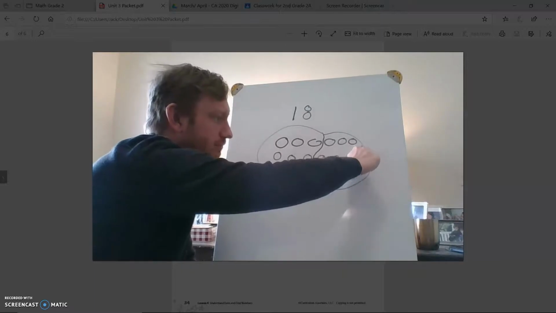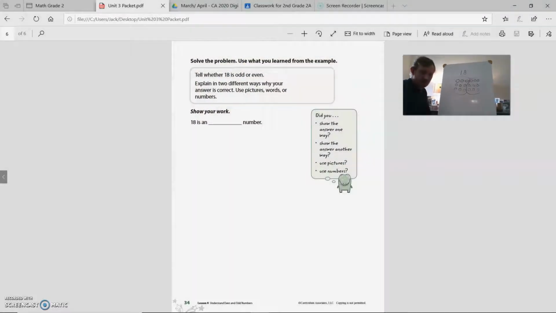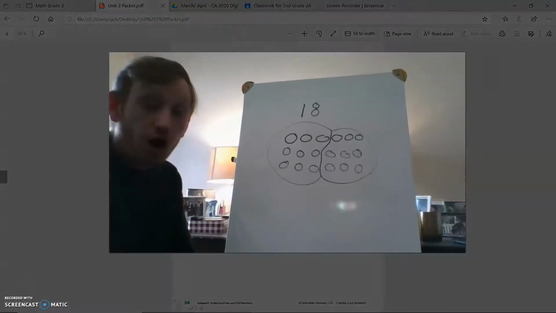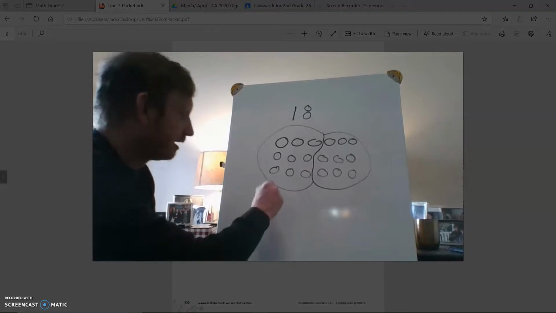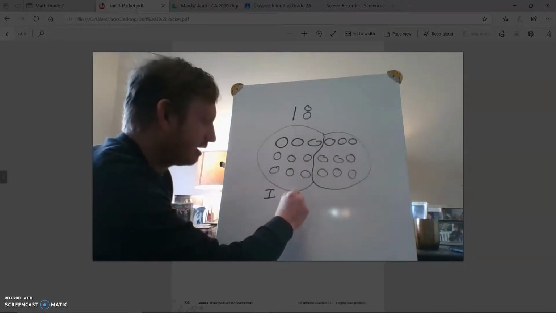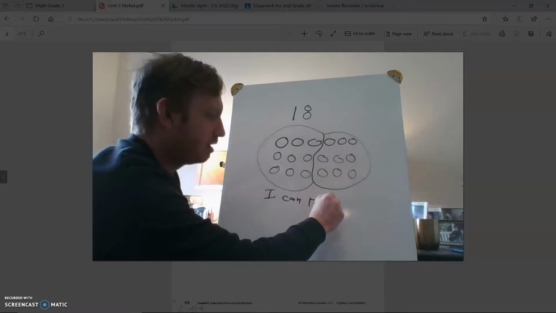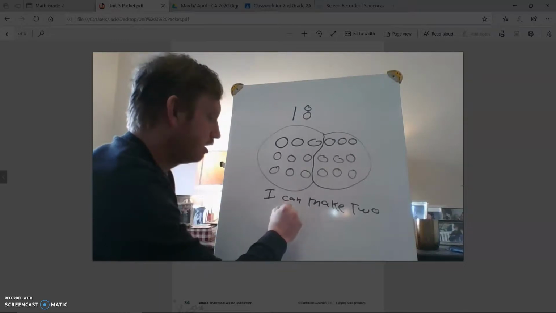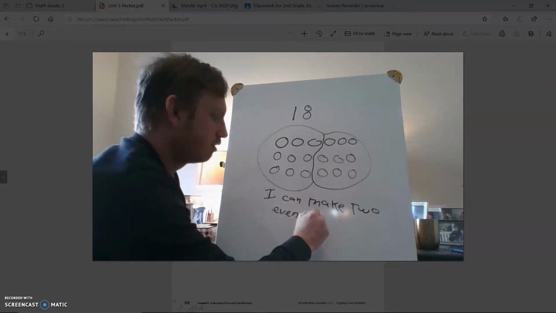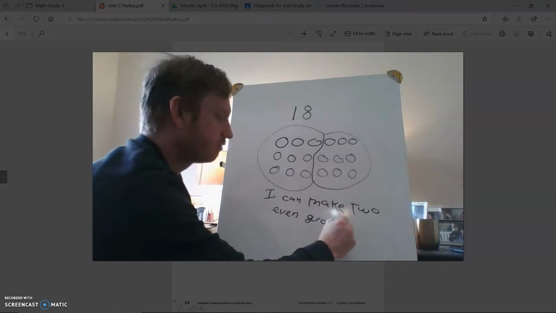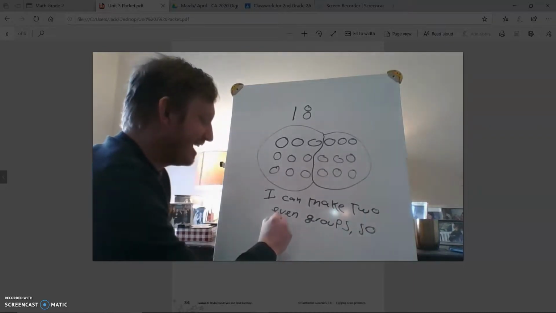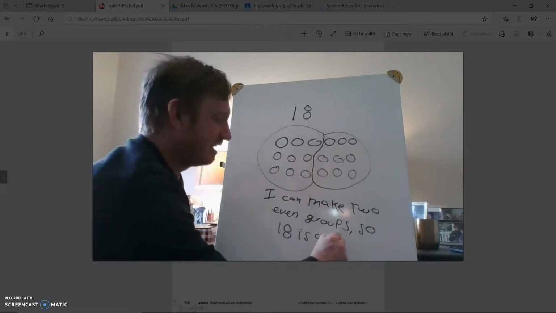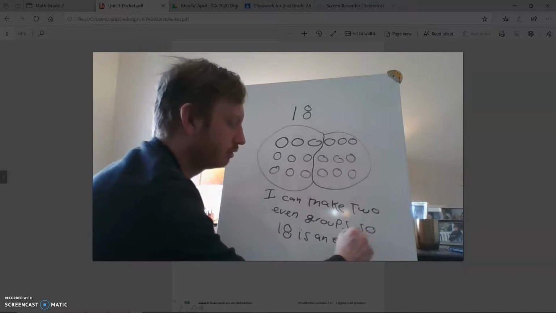So on my worksheet, I would draw this picture that we just did. And then I would also write something like, I can make 2 even groups, so 18 is an even number.